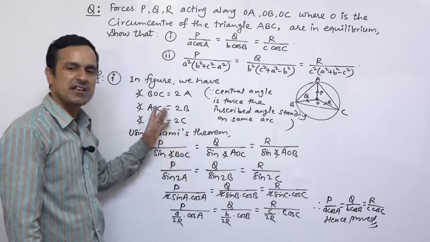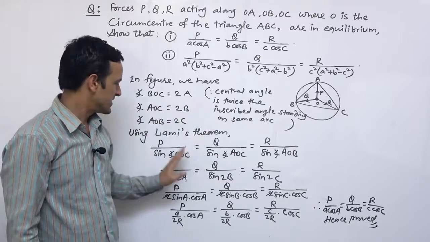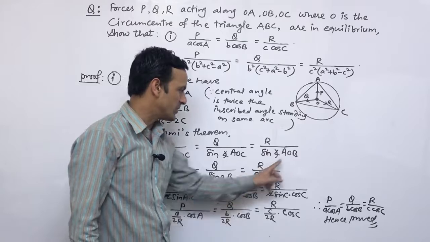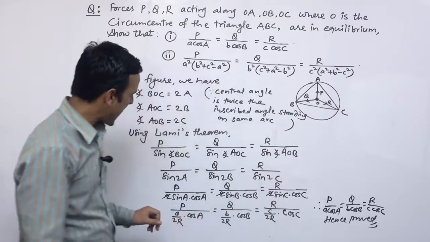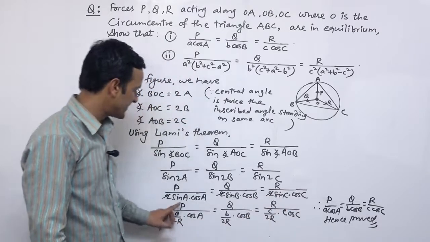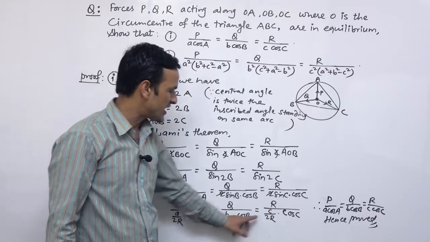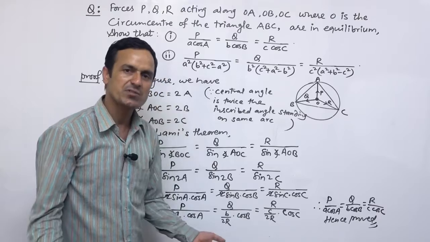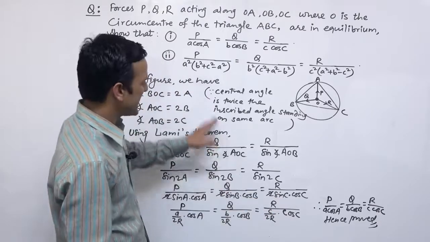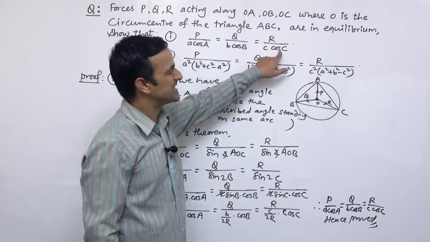That is why we use Lami's theorem, put the angle values in terms of the shortcut: AOC is 2B, AOB means 2C, and replace sin 2A, sin 2B, sin 2C with 2 sin A cos A, 2 sin B cos B, 2 sin C cos C, and put a by 2R, b by 2R, c by 2R in place of sin A, sin B, sin C. We can use the sine law over here. And cos A cos B cos C, we don't use any rule because cos A cos B cos C is in the problem.